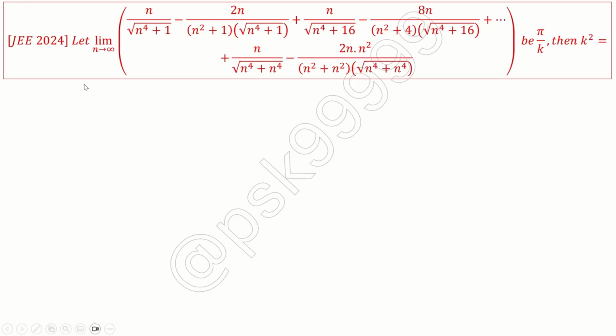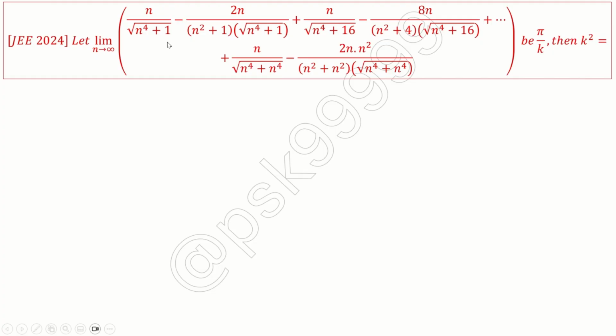Yeah, this is a very interesting problem. It looks very complicated, but you can use the Riemann sum identification method to solve it. It's very simple. So, limit n tends to infinity of n by square root of n to the power of 4 plus 1, minus 2n by (n squared plus 1) into square root of n to the power of 4 plus 1, plus n by square root of n to the power of 4 plus 16. If you see the terms, there are two terms which are repeating in a series, and n is tending to infinity.